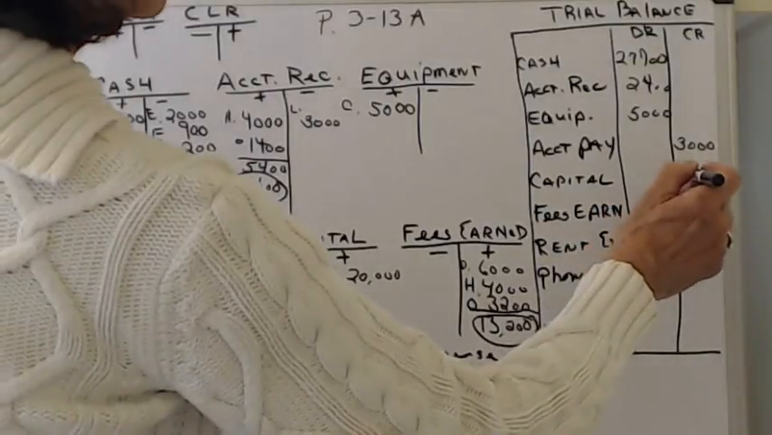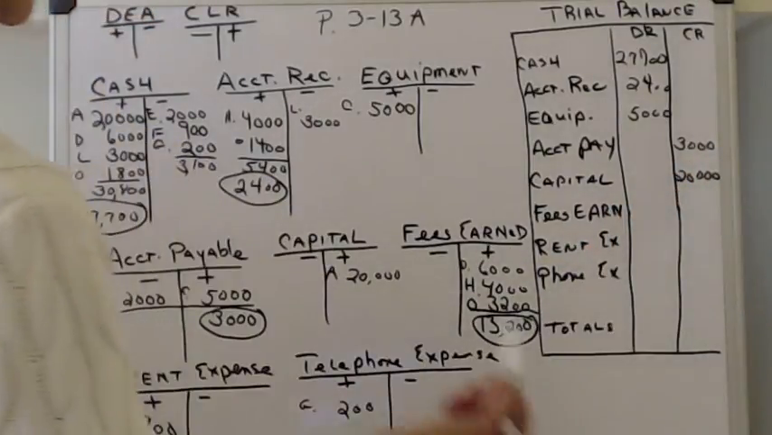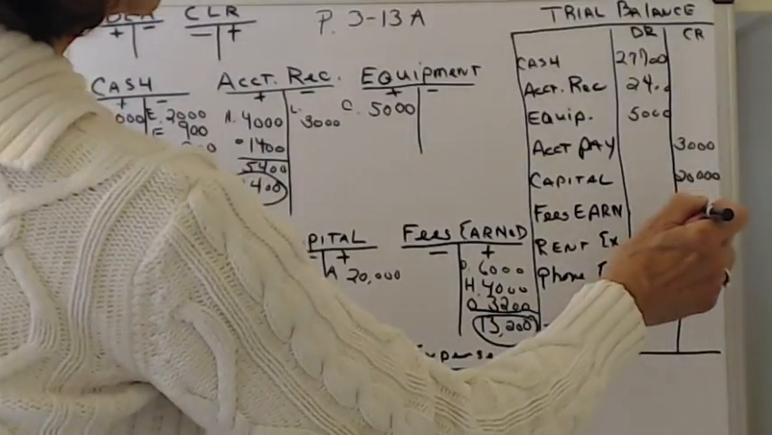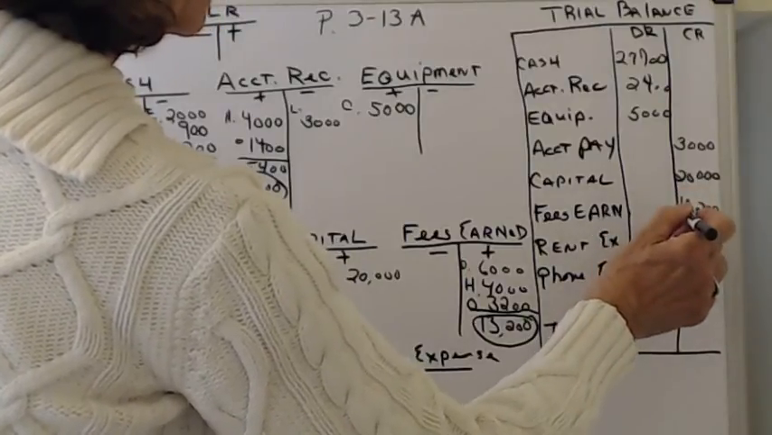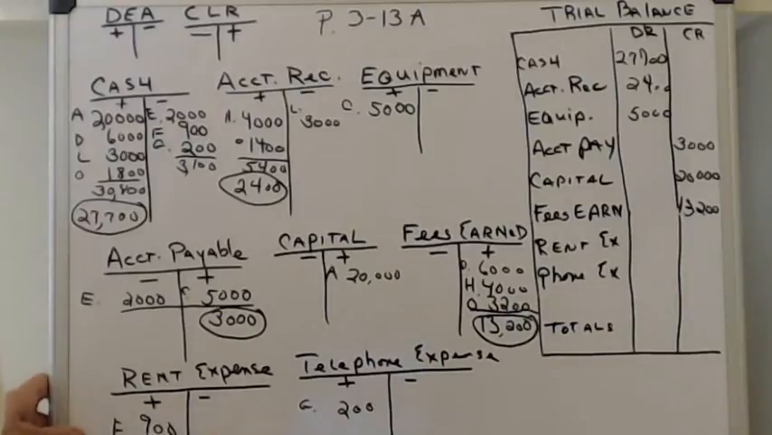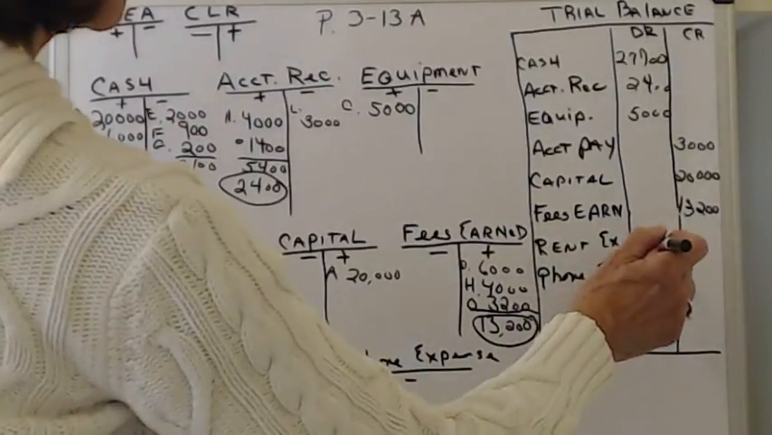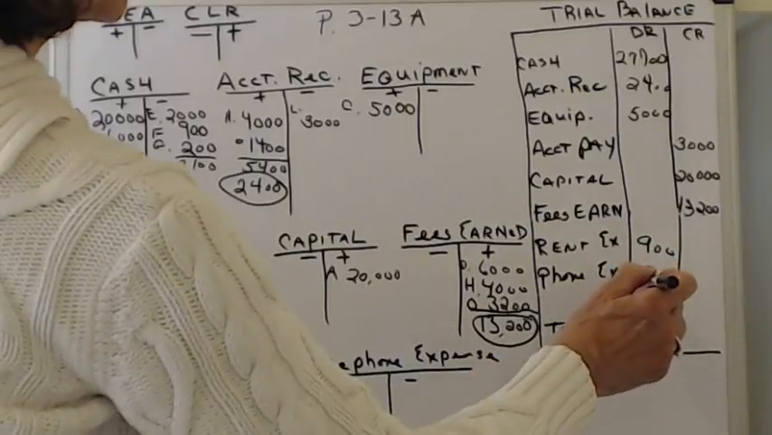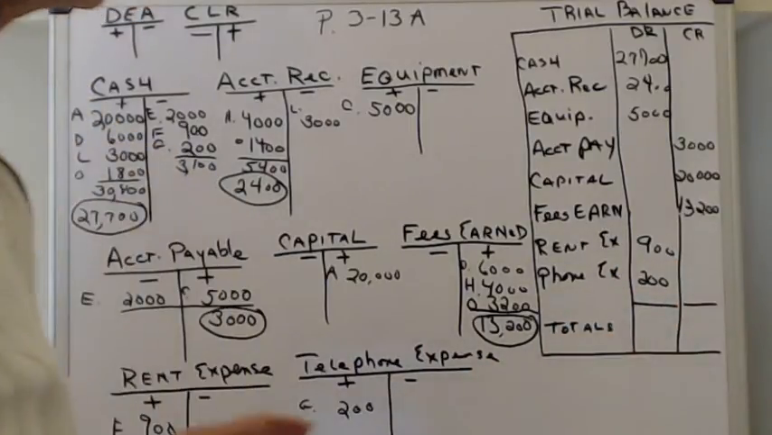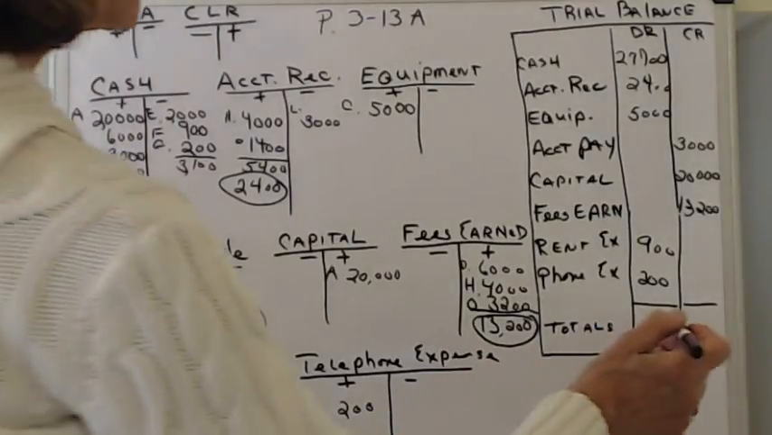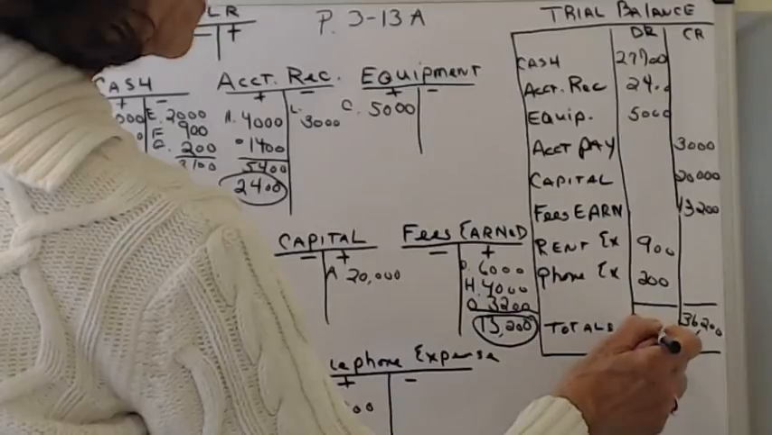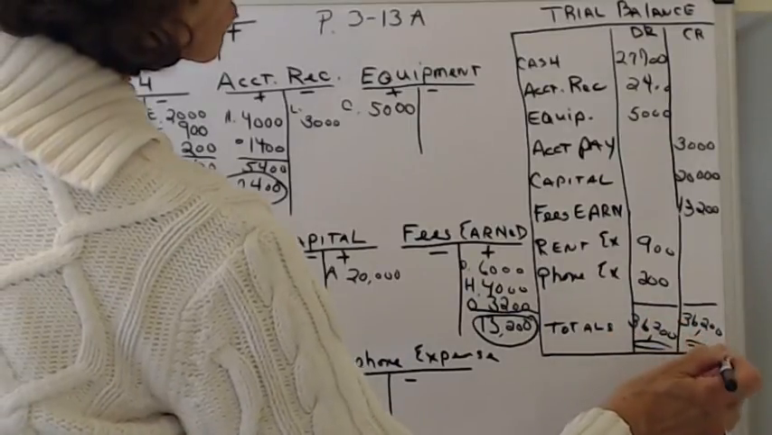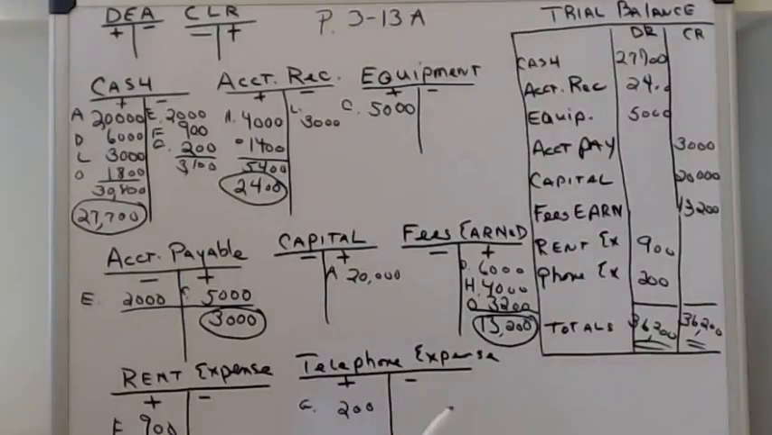Capital is on the credit side, $20,000. Fees on the credit side, $13,200. It's hard to write over here like this. Anyway, it's $13,200. And rent and telephone are both on the debit side, $900 and $200. Now you're going to add both sides, and I did add it beforehand, and it comes to $36,200 on the debit and credit side. So you want this to come out equal. If it does, that means you probably did this correctly.